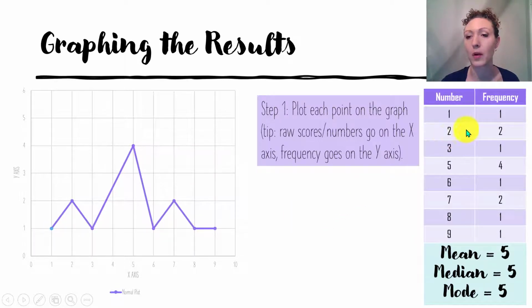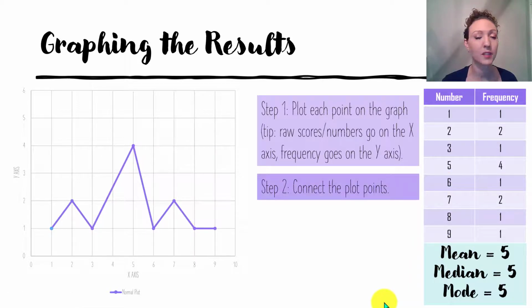So let's do another one. We have our raw score here of 2, and then our frequency here of 2. So the raw score is going to be here with this value of 2. Then we are going to go up 2 spots for our frequency, which is right here of 2, and that is going to be our second point. And we are just going to continue this process until each number in both of these columns has a point on our graph.